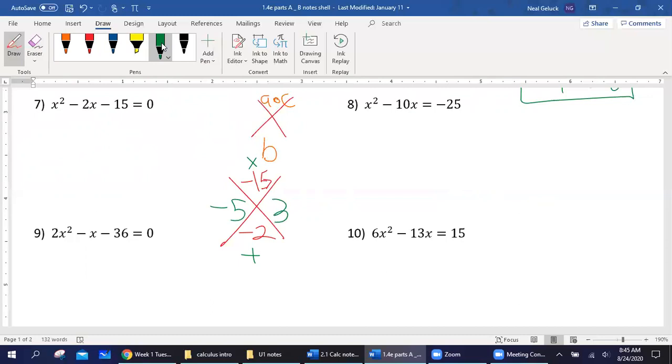Those numbers are going to go into my factors, and my factors are going to have an x in the beginning. And then the numbers I just found, the negative 5 and positive 3, they can go either order, it does not matter. Oops, 3, not 2.